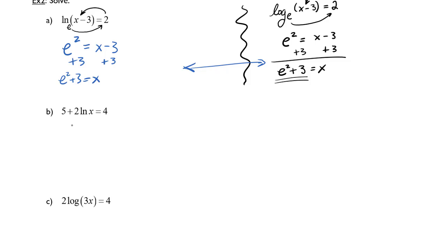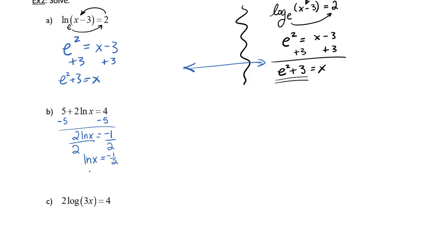Now let's look at b. We have 5 plus 2 times the natural log of x equals 4. Let's isolate the natural log by subtracting 5 from both sides. That will give me 2 natural log of x equals negative 1. Now let's divide by 2 on both sides. So I get the natural log of x equals negative 1/2.